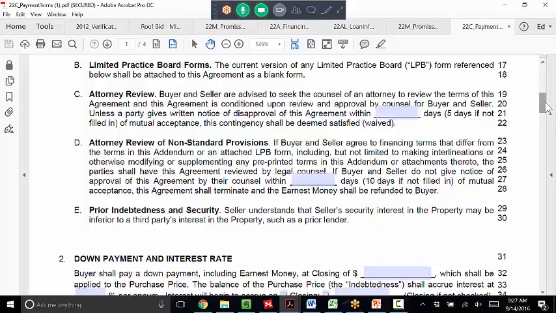If buyer and seller do not give notice of approval of this agreement by their counsel within blank days of mutual acceptance, this agreement shall terminate and the earnest money shall be refunded to the buyer.